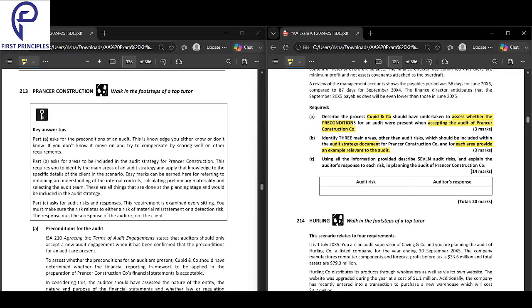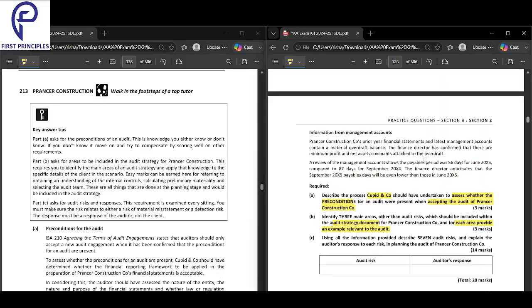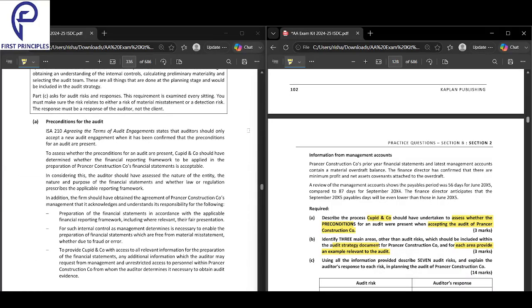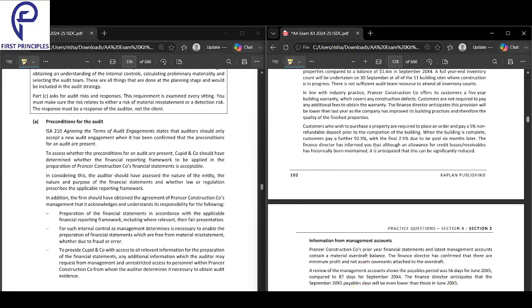So let's finish these two parts today. What should be there in the audit strategy document? Let's look into part A and part B. Part A is: describe the process Cupid and Co should have undertaken to assess whether the preconditions were in place or not. What are the steps they should have undertaken?